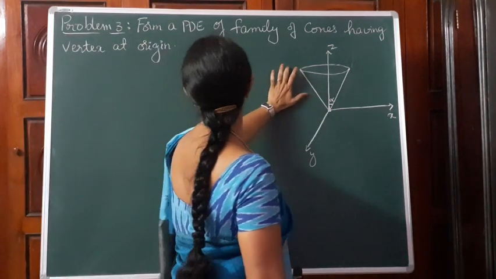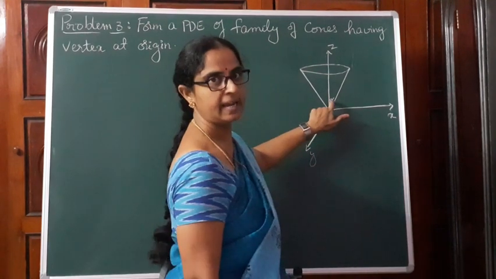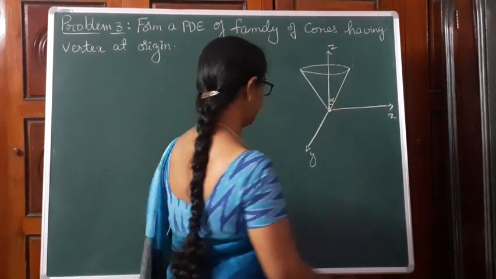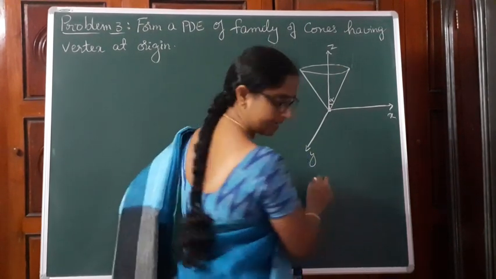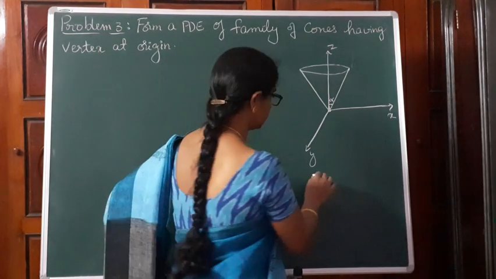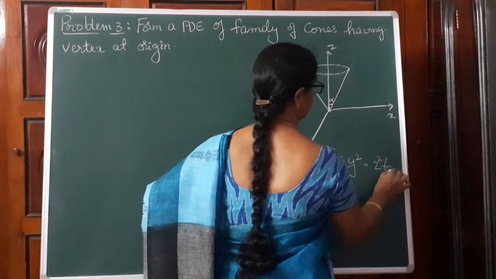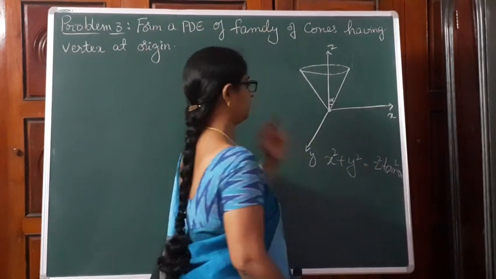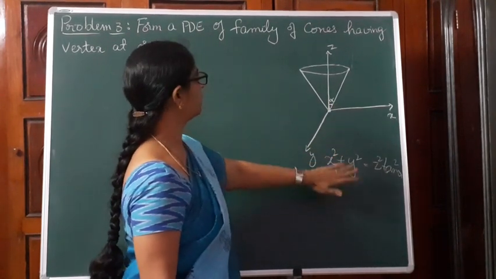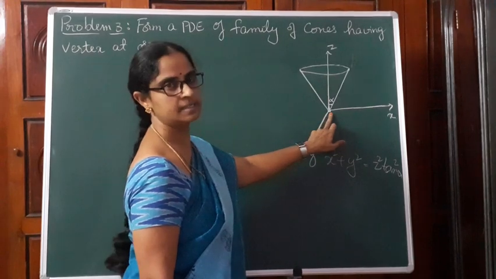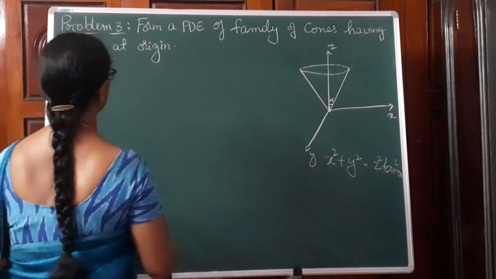So the cone having vertex at origin and with semi-vertical angle alpha is given by x square plus y square is equal to z square into tan square alpha, where alpha is the semi-vertical angle here. So this is an equation of a cone with vertex at origin and alpha is the semi-vertical angle.